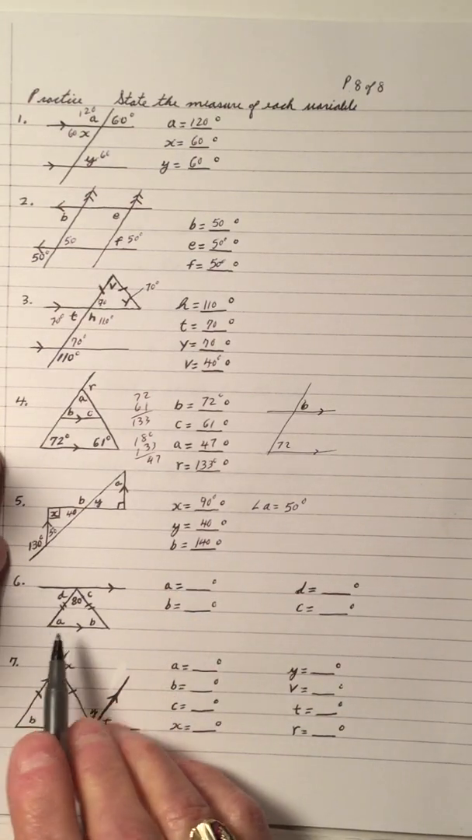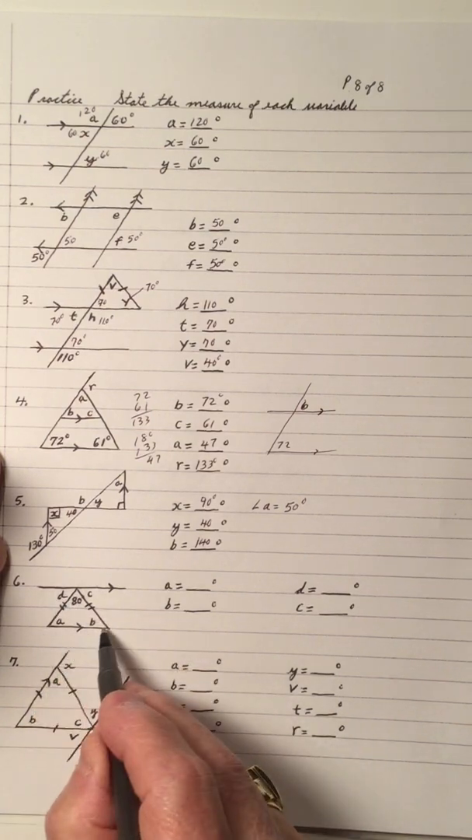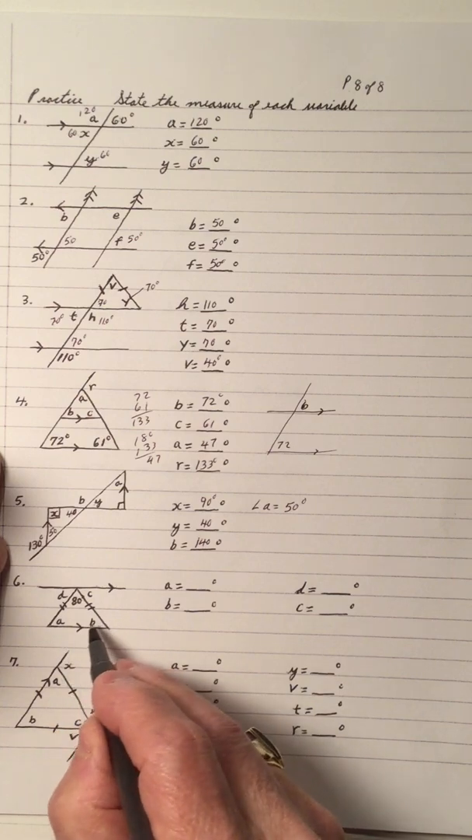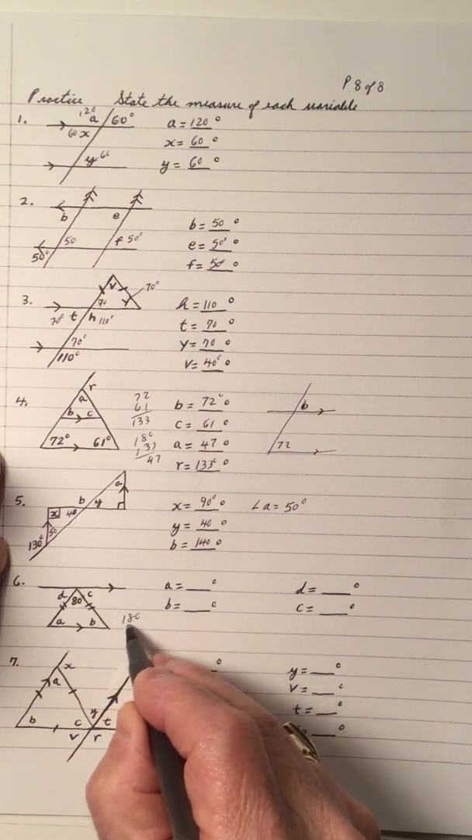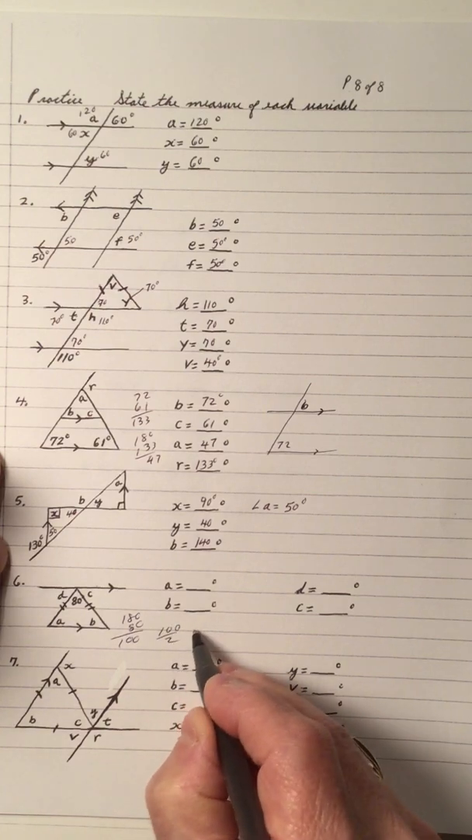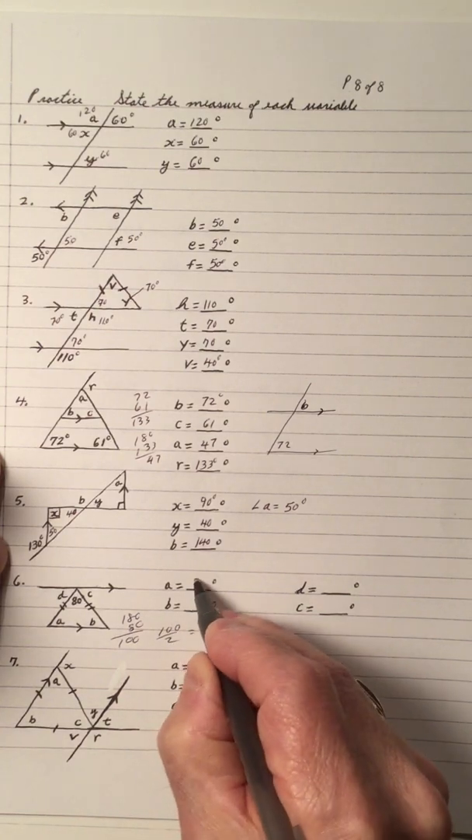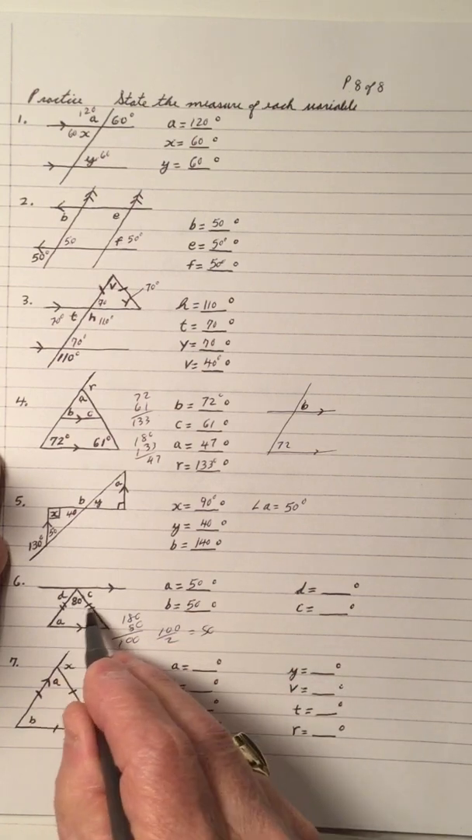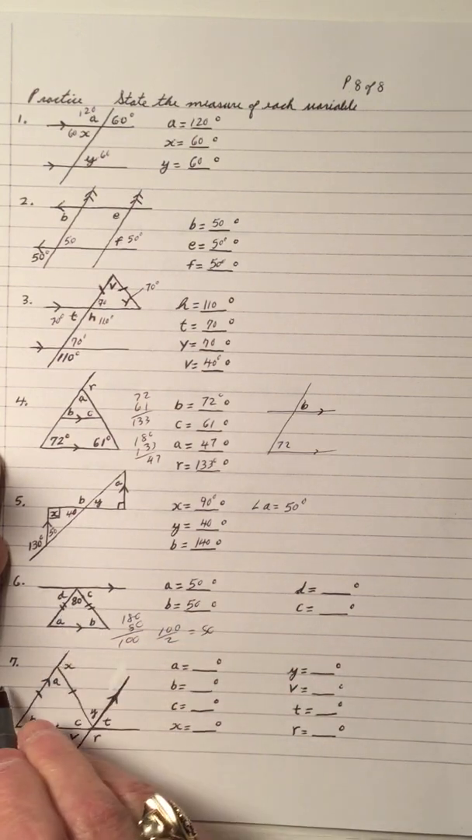Number 6, we have parallel lines again. We have two sides equal, so that's an 80. Angle A equals angle B, so 180 minus 80 gives you 100. 100 divided by 2 gives me 50. So A is 50 and B is 50, because in an isosceles triangle, two sides equal, two angles equal.